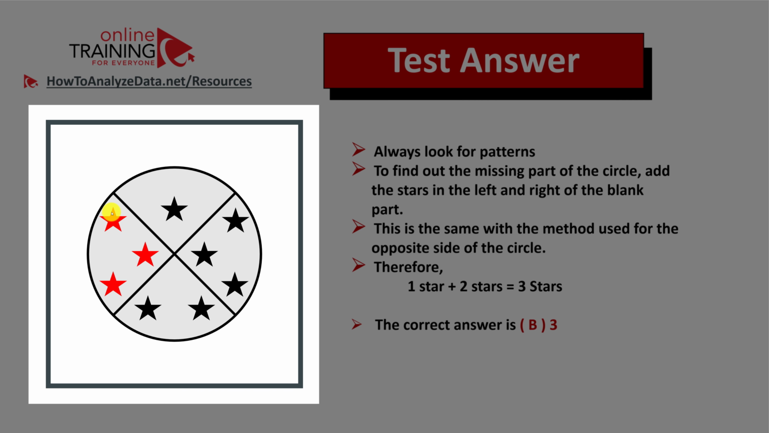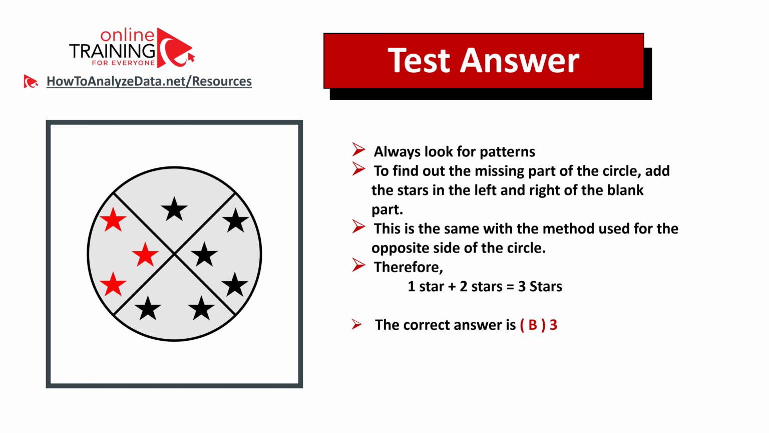There are multiple ways to solve this challenge, and we got a hint that we should use mathematical operation. We take the stars from the left of the blank part of the circle and add the number of stars from the right part of the blank circle, and we get 1 plus 2, which is equal to 3. You can also use subtraction to come up with the answer. Can you figure out how to use subtraction to get to the similar answer? If you figure out the subtraction answer, please make sure to post it in the comment section of this video.